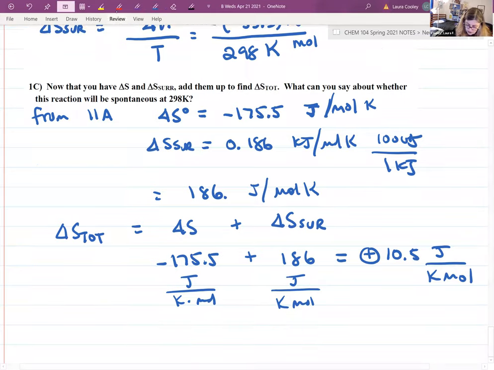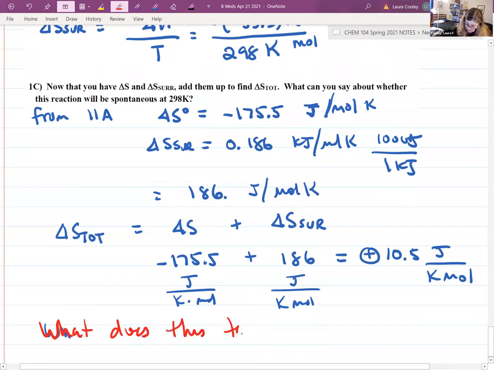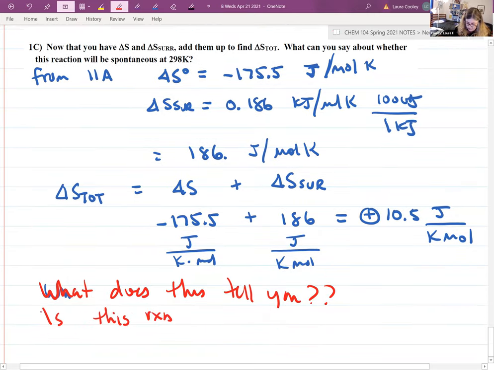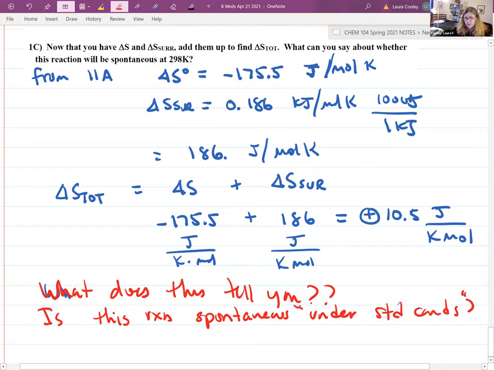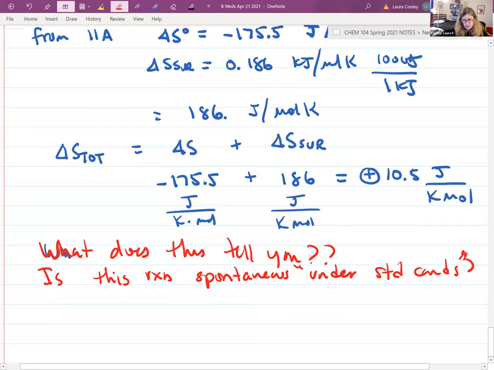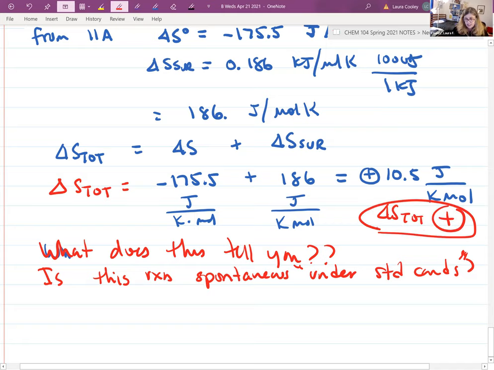All right, so now this is the big question. What does this tell you? Is this reaction spontaneous under standard conditions? We can only say under standard conditions because that's what we base our calculation on, numbers that come from standard conditions. So what's the answer to that question? The delta S total is positive. So what does the second law tell us? Yes, that's right. Yes, this reaction is spontaneous.